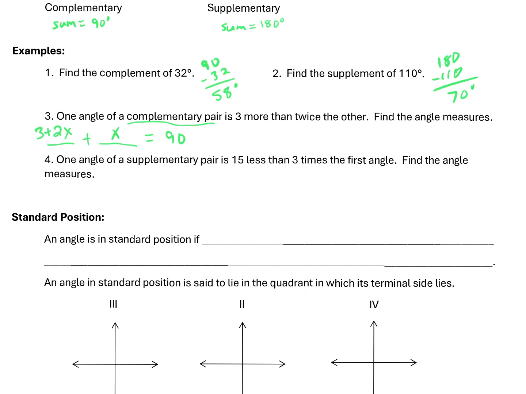So then we just solve. It's saying find both angle measures. So we've got 3x plus 3 equals 90. So 3x is 87, so x is 29. So that would be the first angle measure. If we double that, we get 58. 58 plus 3 is 61. So 29 degrees, 61 degrees. If we add those together, it does give us 90. So that checks.